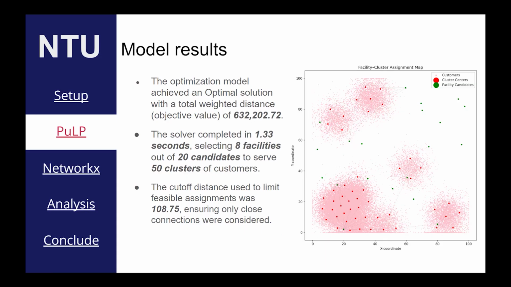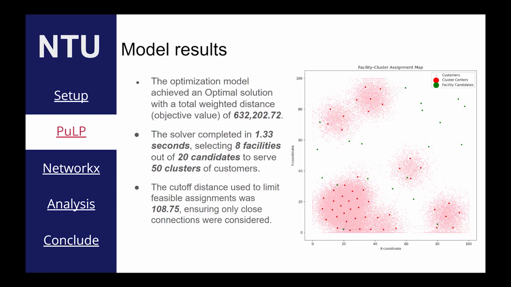We also applied a cutoff distance of 100.75, ensuring that only clusters close enough to a facility were assigned. This helped prevent unrealistic or inefficient connections.